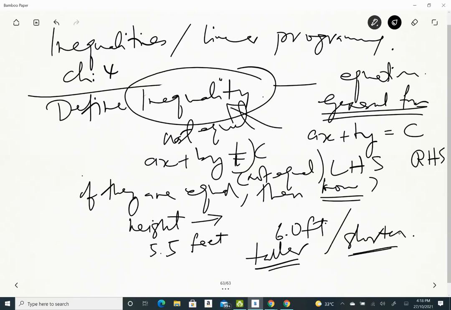If that thing is not equal, then how are they related? If they are not equal, of course we know it's unequal. It's an inequality, but specifically, how is it related?